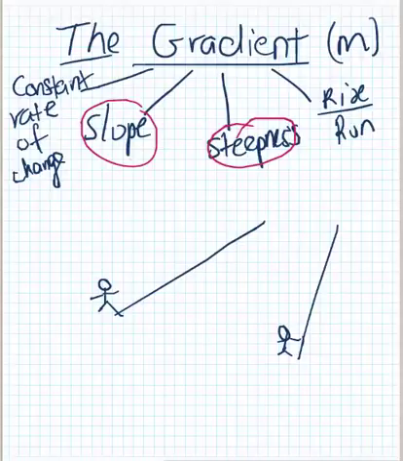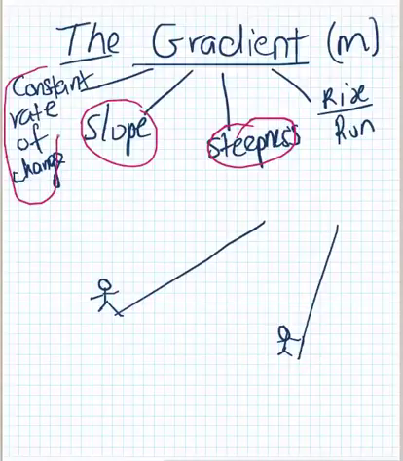Now, constant rate of change. Constant means it stays the same. It's constant. And for example, to link this with a real life example, if you have a job, you get paid a constant rate per hour. Depending on how many hours you work, depends on how much you get paid in total. But your pay is constant.